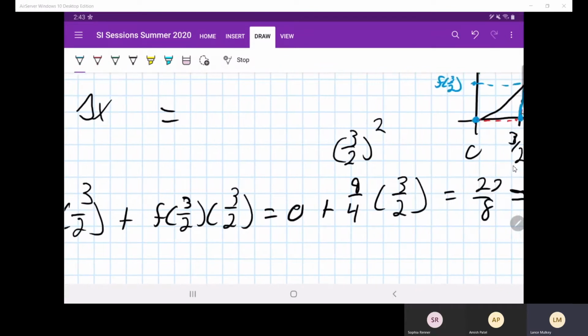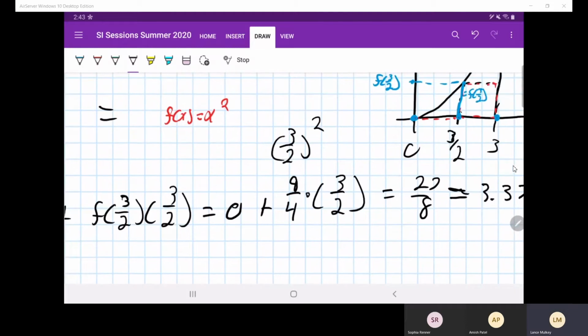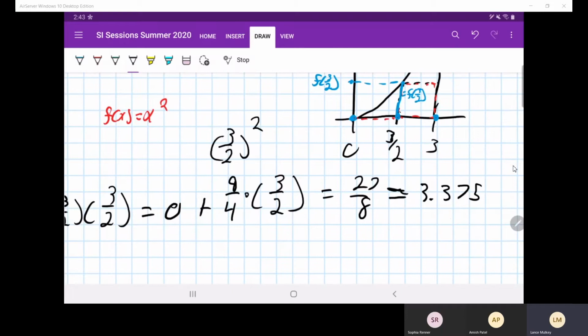And this one equals f of 3/2, which is 3/2 squared, because the original f of x equals x squared. So everywhere you have an x, you plug in 3/2. And you multiply it by the width, which is 3/2. And multiplying fractions, you multiply across. 9 times 3 equals 27, and 4 times 2 equals 8. And that equals 3.375. Did I make anything worse by trying to speedily go through that?